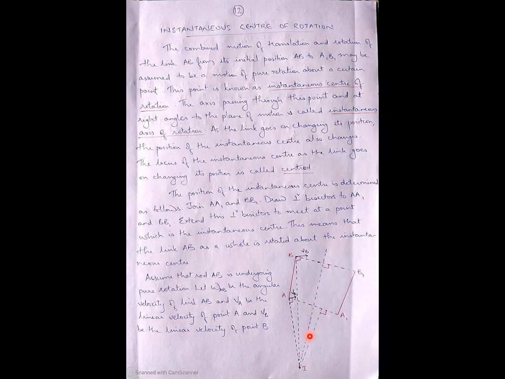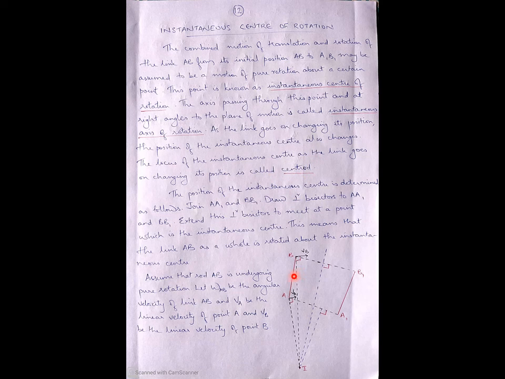Now we can also see that this is the initial position, this is the final position. What happens if this link has been moved to another position? The instantaneous center also changes, isn't it? So as the link goes on changing its position, the instantaneous center also changes its position. Now the locus of all these instantaneous centers is known as centroid, which means if the link goes on changing its position, the instantaneous center also changes its position. The locus connecting all these instantaneous centers as the link goes on changing its position is called centroid.